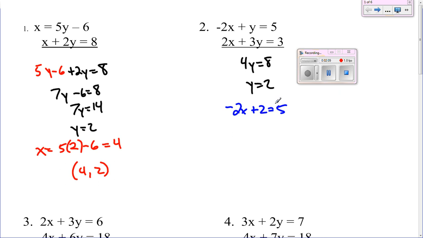Subtract the 2 over, you get negative 2x equals 3. Divide by negative 2, x equals negative 3 over 2. So your answer would be negative 3 over 2 and 2.